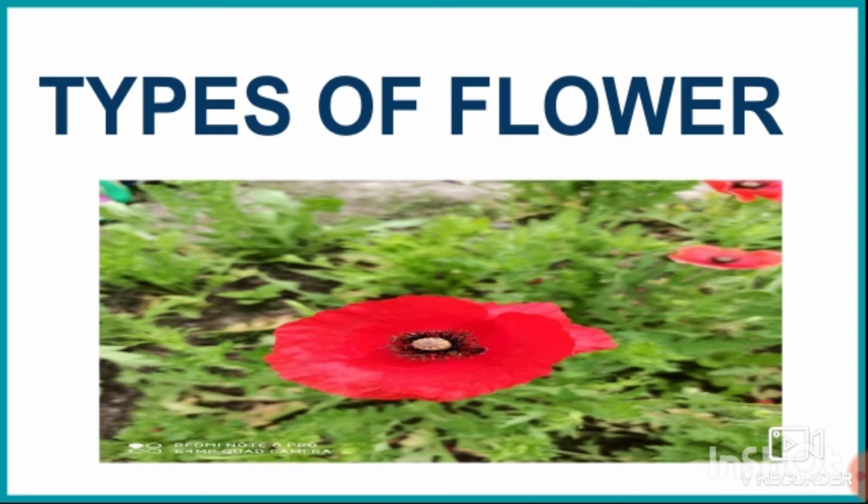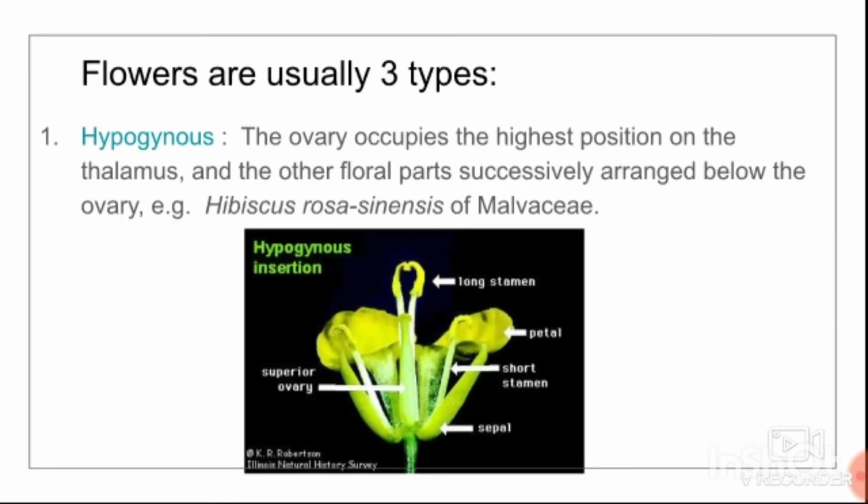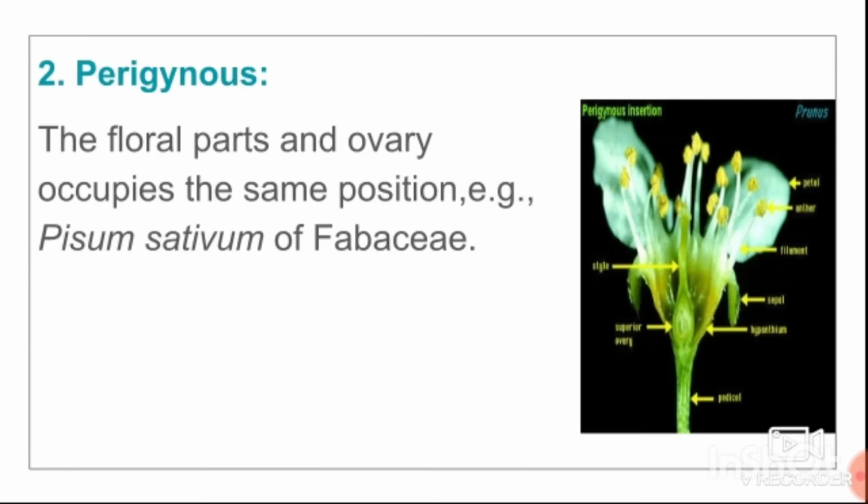The types of flower. Flowers are usually 3 types. Number 1, hypogynous. The ovary occupies the highest position on the thalamus and the other floral parts are successively arranged below the ovary. Example, Hibiscus rosa sinensis of Malvaceae. Number 2, perigynous. The floral parts and ovary occupy the same position. Example, Pisum sativum of Fabaceae.